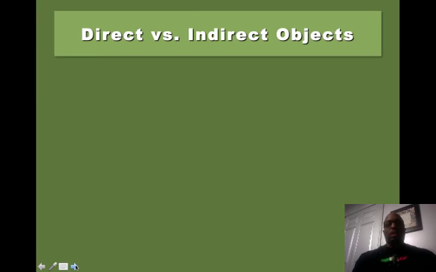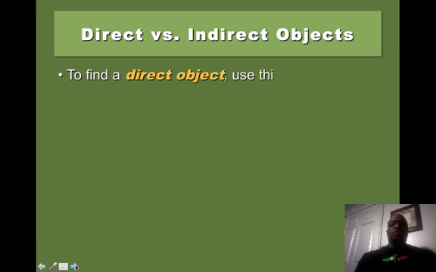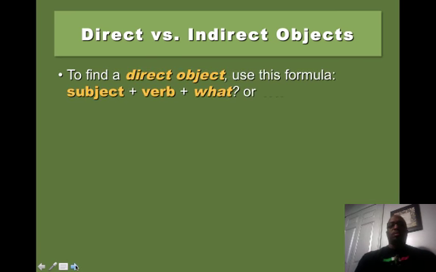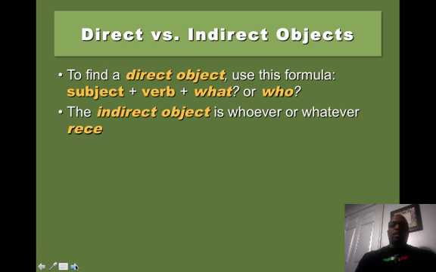Alright, let's look at the third type: direct versus indirect objects. To find a direct object, use this formula: subject plus verb plus what or who. That'll give you the answer of the direct object. Now, the indirect object is whoever or whatever receives the direct object. Whatever is receiving that action is the indirect object.